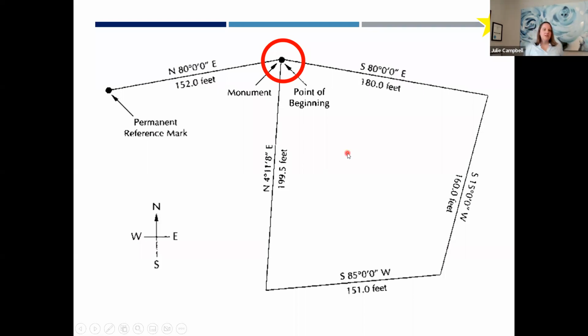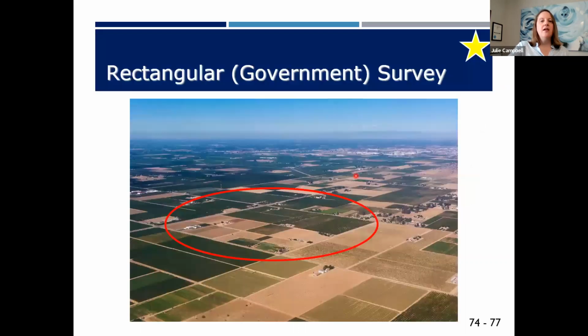So metes and bounds is one way to do the legal description, the property description. What the metes and bounds does is give us a tour of the parameters of the property. It tells us what the property lines are. Another way to do the legal description is something called the rectangular government survey system. We don't do this much in North Carolina.